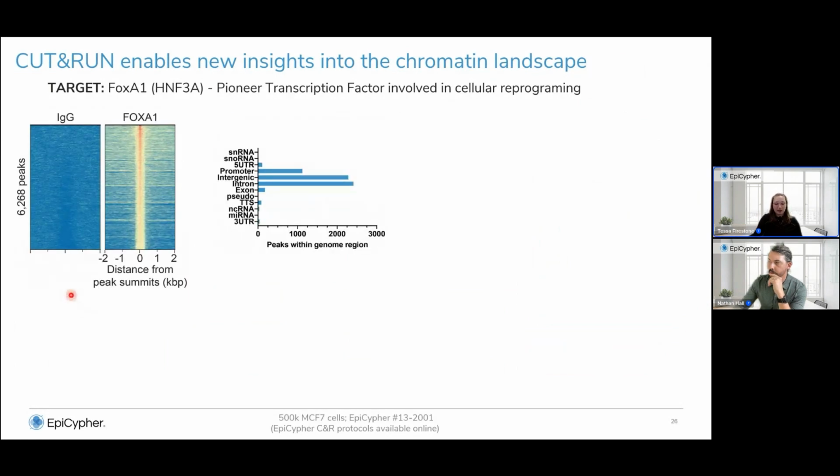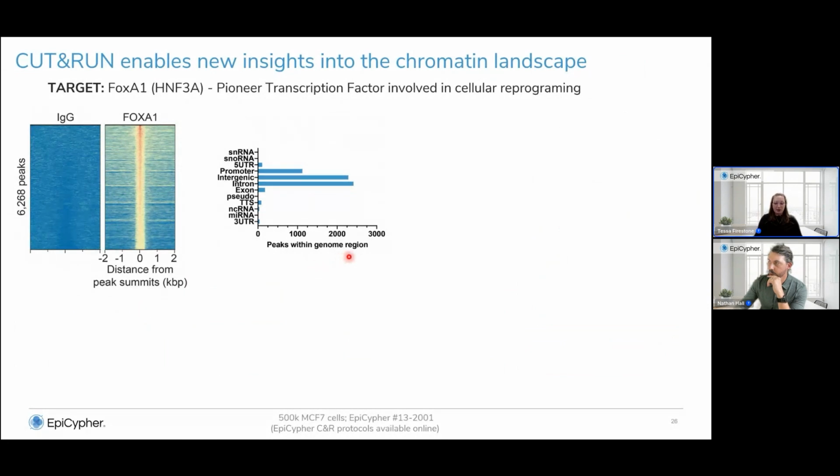So starting on the left, we can see heat maps showing signal of enrichment centered around peaks called for FOXA1. And there's strong enrichment for FOXA1 and a low background signal at these peak locations, where over 6,000 peaks were called.